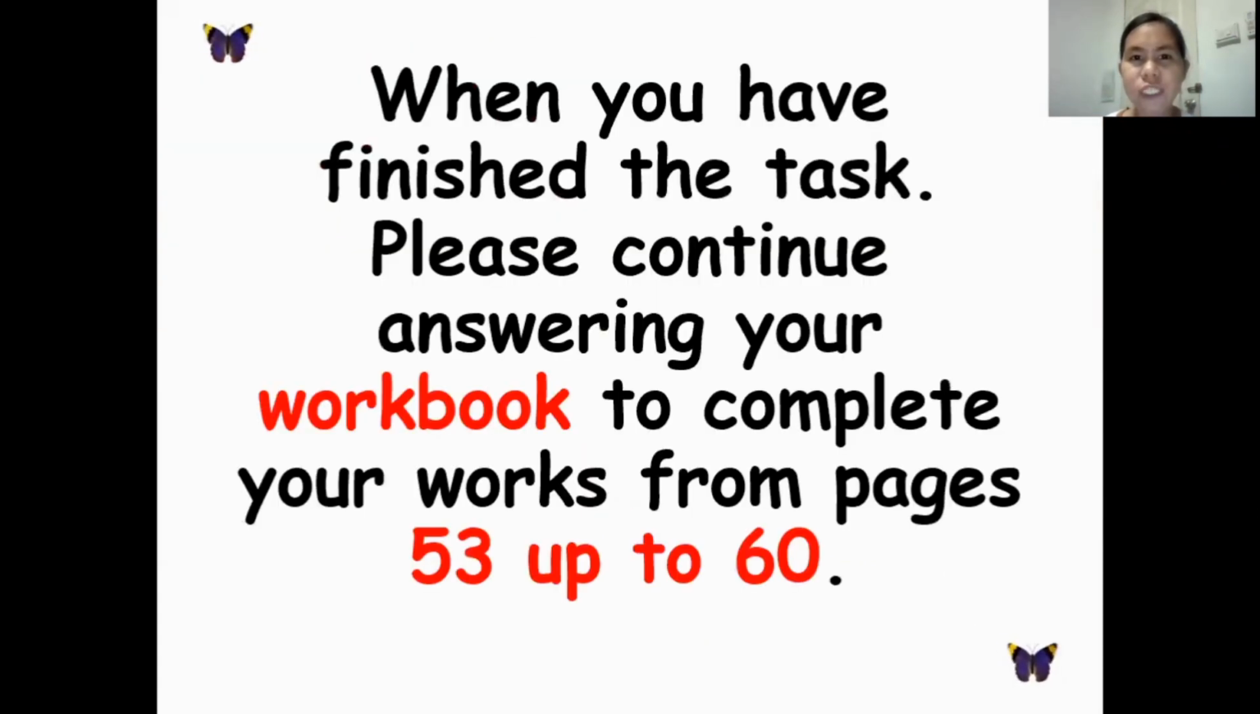When you have finished the task, please continue answering your workbook to complete your works from pages 53 up to 60. Again, you need to complete your works from pages 53 up to 60 in your workbook.